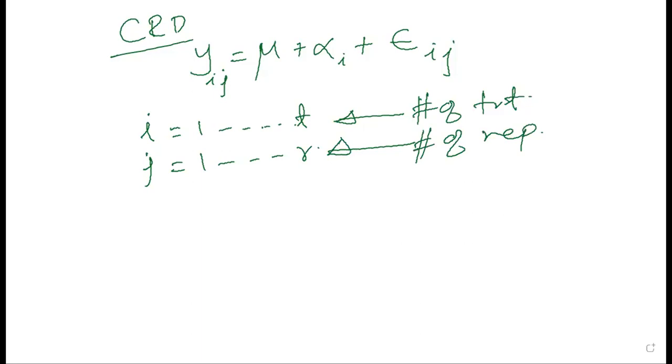So in CRD, the number of replicates for each treatment is not necessarily equal. But if you have equal replicates, the precision is equal, right? But it is not necessary. Right, let's look at your coding.